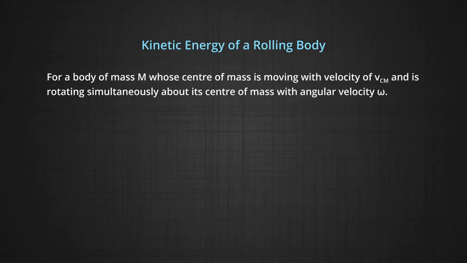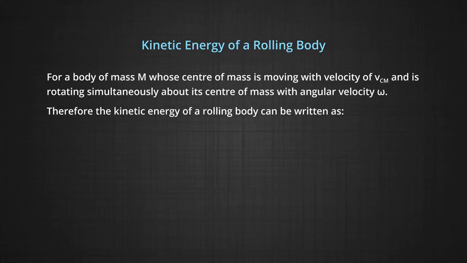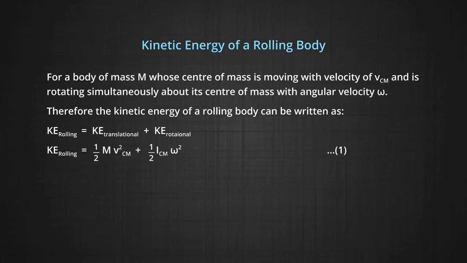Can we find the expression for the kinetic energy of a rolling body? As we have seen, the motion of a rolling body can be considered as a superposition of translational and rotational motion. For a body of mass m, whose center of mass is moving with velocity Vcm and is rotating simultaneously about its center of mass with angular velocity omega, the kinetic energy of the rolling body can be expressed as kinetic energy rolling is equal to kinetic energy due to translational motion plus kinetic energy due to rotational motion. Therefore, kinetic energy rolling will be equal to half m Vcm square plus half Icm omega square.